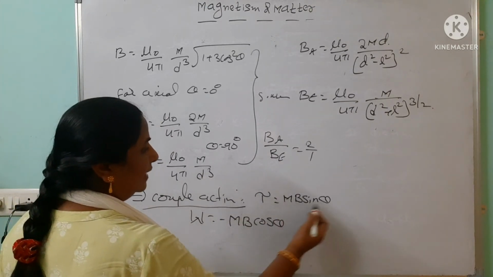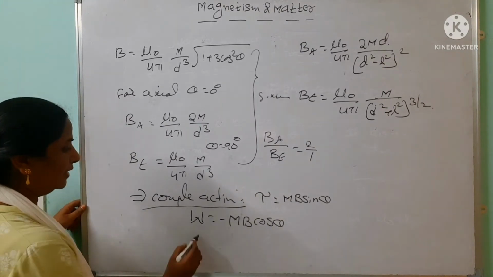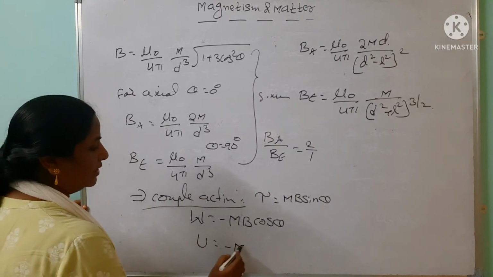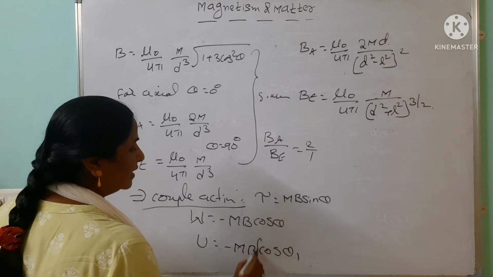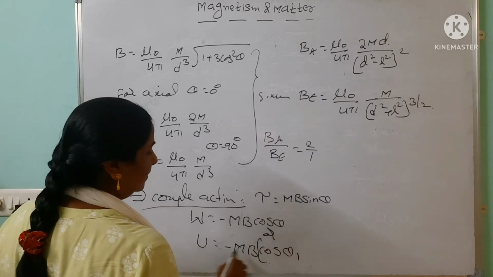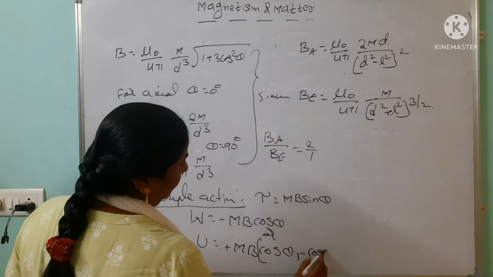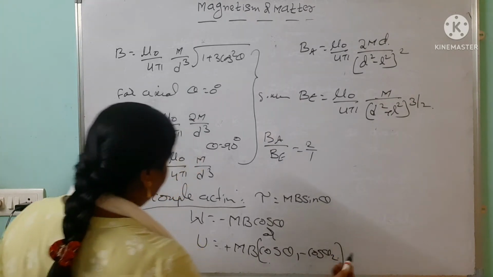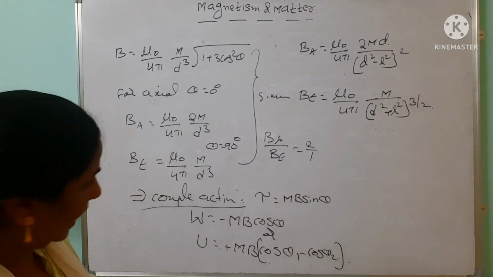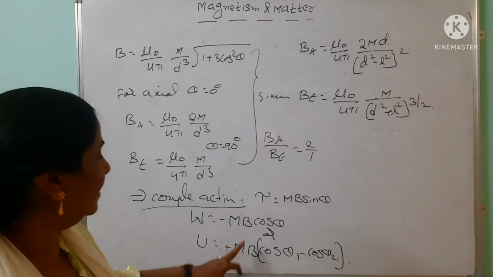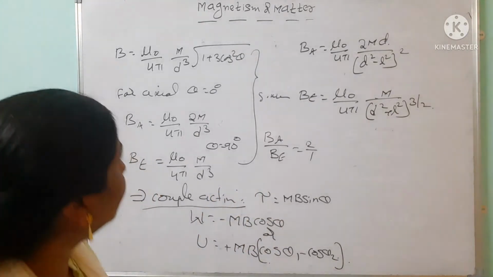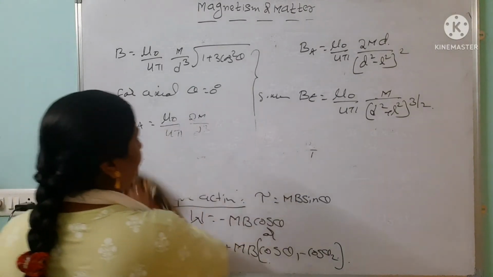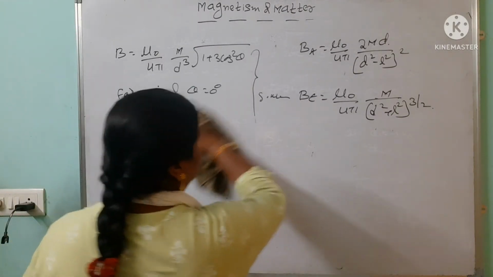When we do the integration of this, we get this expression. It is stored as potential energy also, minus mB cos theta. When we take the limits, we get cos theta 1 minus cos theta 2. This is about the energy of the magnet placed in the uniform magnetic field, and this is the case of the turning effect of the force on the magnet placed in the uniform magnetic field.